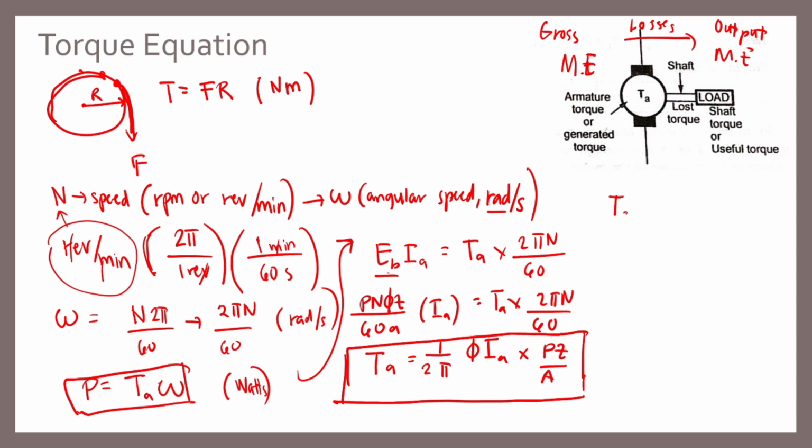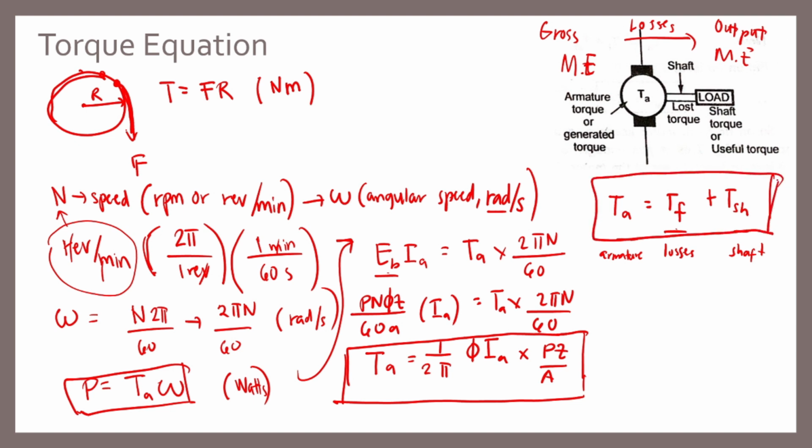So therefore TA or the armature torque is equal to TF plus TSH or the shaft torque. TF is what we call the lost torque. This is lost torque, the losses, and this is the shaft torque, and this is your armature torque. So this is the equation of torque with respect to the losses and the useful torque. The useful one is the shaft torque, since this is the output, while the losses and the armature are the input. So this is your input.